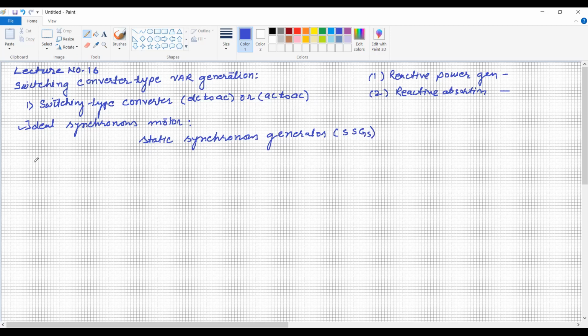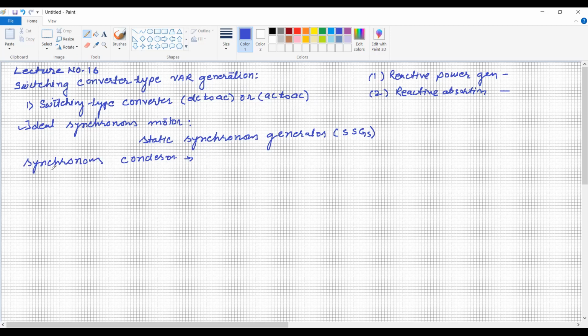Now, the operation of the switching converter type VAR generator is similar and analogous to the synchronous condenser. What is that? Generally, we use an overexcited synchronous motor acting as a synchronous condenser.